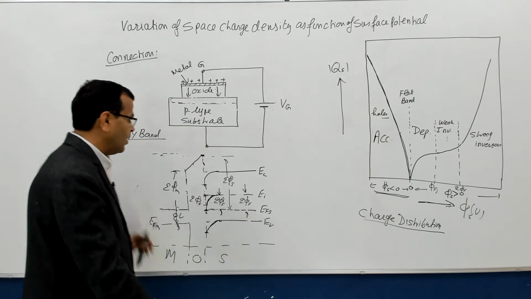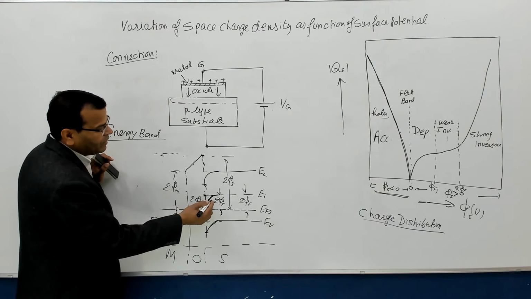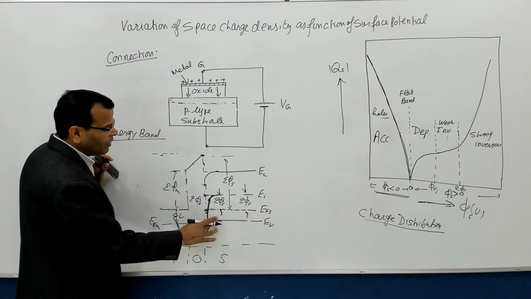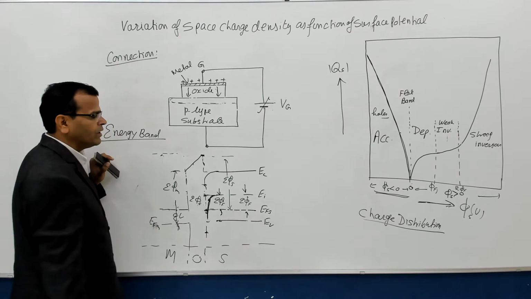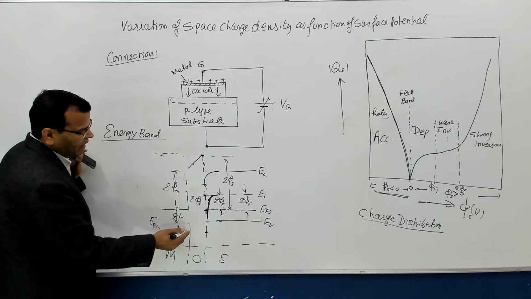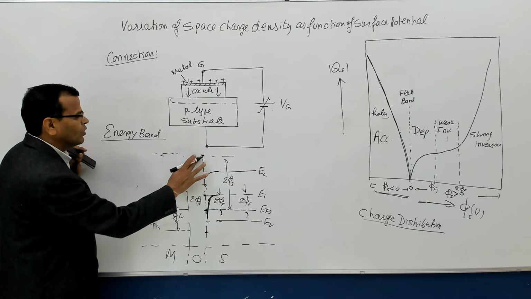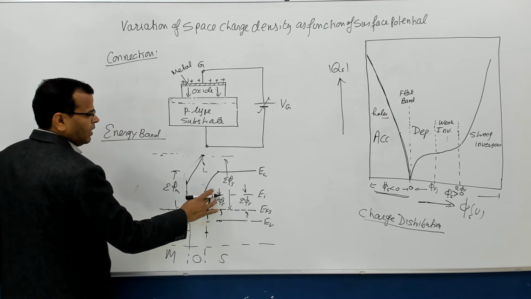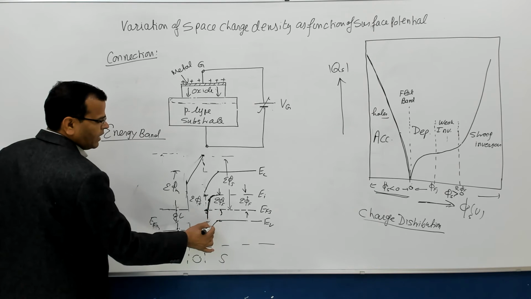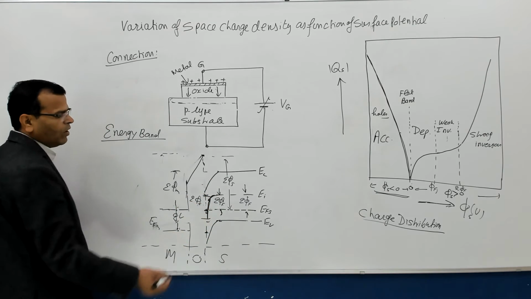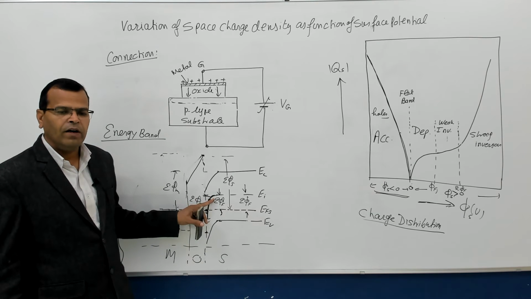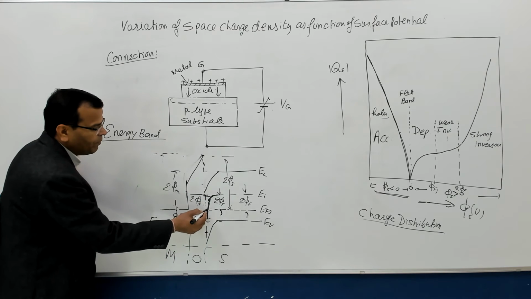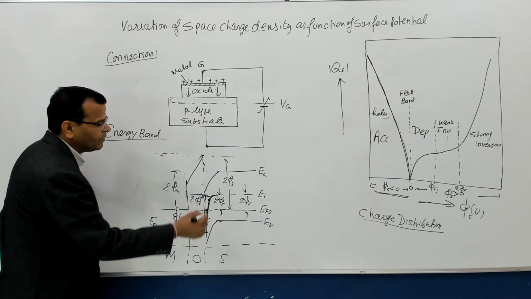Another important point. When the intrinsic Fermi level falls below the actual Fermi level, it means that if this voltage is further increased, your actual Fermi level on the metal side will fall further like this. So this will bend more, and accordingly the conduction band, intrinsic Fermi level and valence band will shift more like this. So the intrinsic level will be below the actual Fermi level at the interface. You can see this has fallen below this level. From here to here, it is the surface potential.